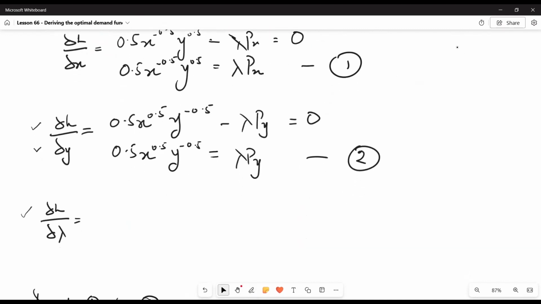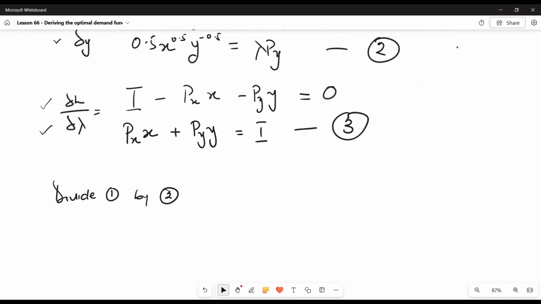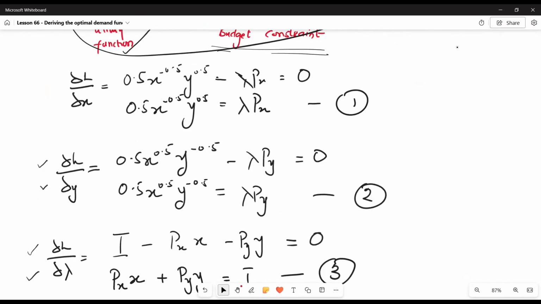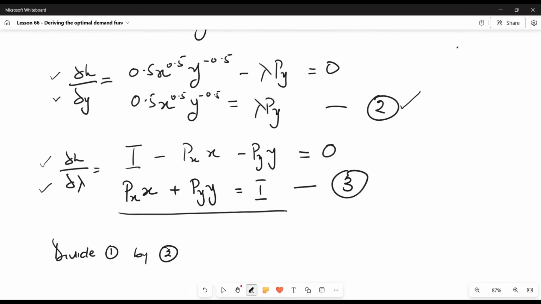Then the next thing is to differentiate the Lagrangian with respect to lambda, which simply gives us income minus Px x minus Py y being equal to 0. This can be rewritten to give us our budget, which is Px x plus Py y equals income. Let's call this equation 3. Now, just like in the previous lesson, the next step involves dividing equation 1 by equation 2, and whatever the simplified function is from that approach, we simply substitute that into equation 3 to solve for our demand functions.